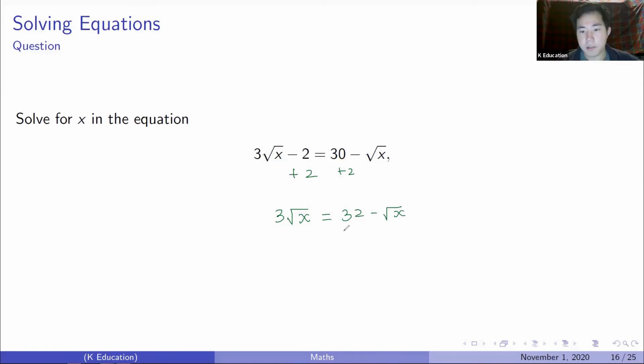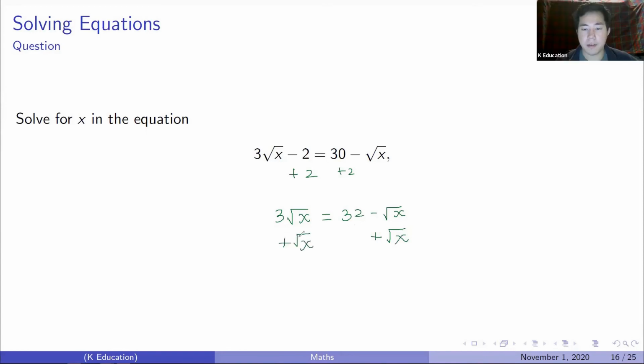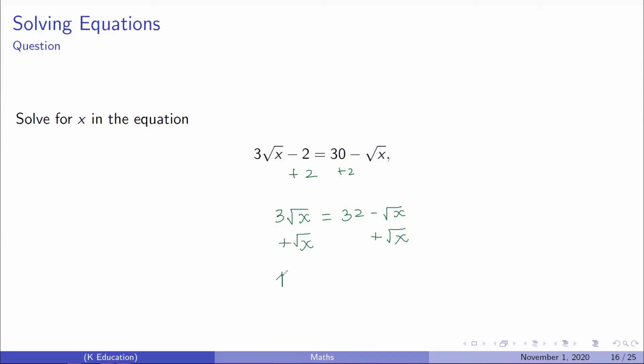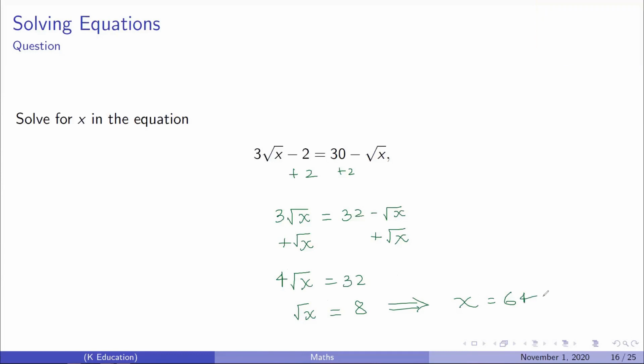So you're trying to find x, right? The idea is still the same. What should you do with this minus root x? Well, you would square it. Well, you should gather all the like terms first, right? Oh, right. Sorry. So then you'd add the square root of x to both sides. So what do you get on the left side? 4 square root of x equals 32. So the square root of x equals 8. So x equals 64. Yeah.